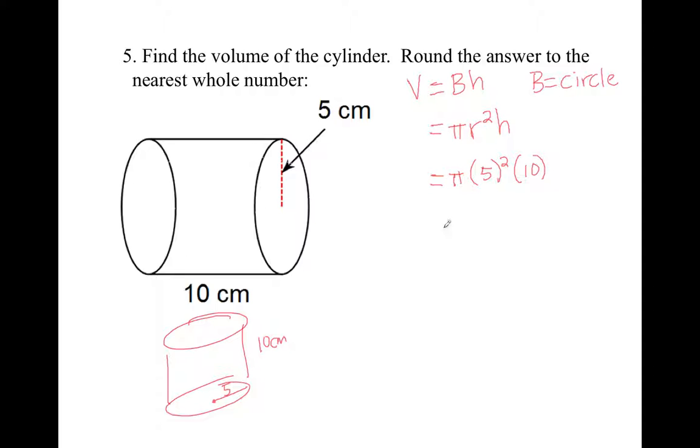you should get 785.398. But remember, this says round to the nearest whole number. So the nearest whole number means that we're going to round that 5. That 5 is either going to stay the same or it's going to go up. Well, since this 3 is smaller than 5, it tells this 5 to just stay the same. So I get 785 centimeters cubed.